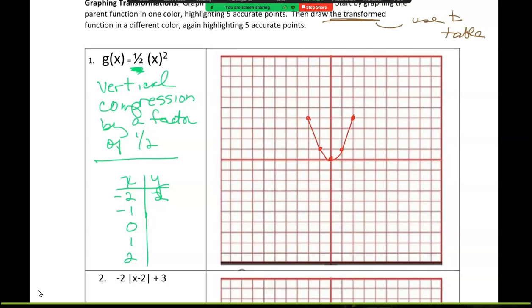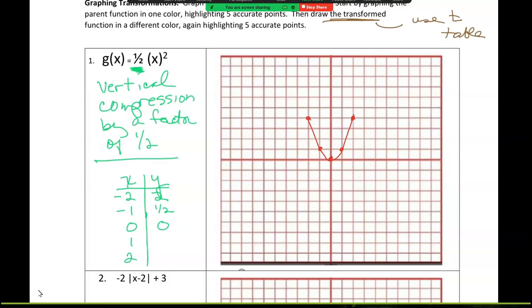Okay, -1. When you square a -1, it's also 1. 1 times 1/2 is 1/2. Okay, when you square 0, you still get 0. And you multiply 1/2 by 0, you still get 0. So when you press down, you do not change the vertex in this situation.